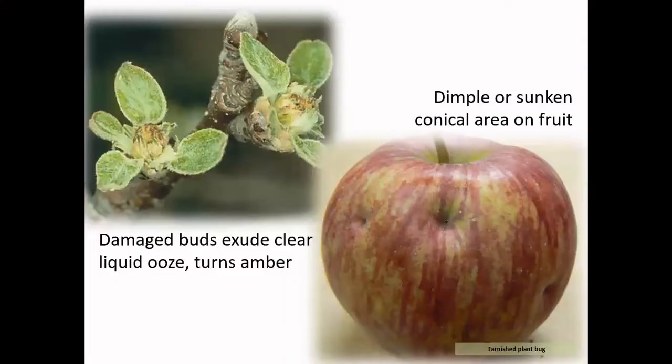And so these pests feed on the developing fruit buds. You typically won't see the insect itself, but you may notice, especially on early mornings when there's still dew on the tree, an amber ooze coming from damaged buds where the tarnished plant bug has been feeding. And then if the fruit doesn't abort early and continues to develop, what you're left with are these dimpled or sunken areas on the fruit from where they were feeding on that developing fruit bud.